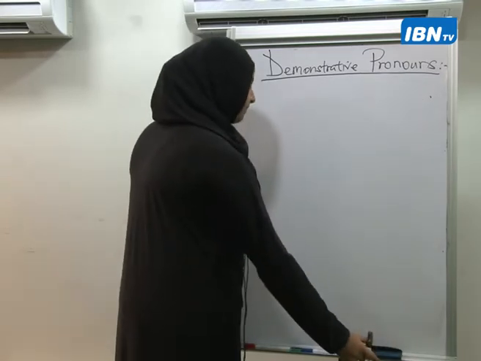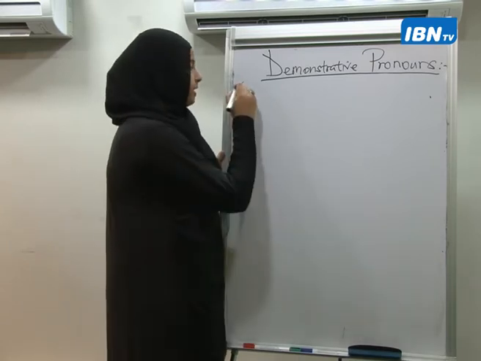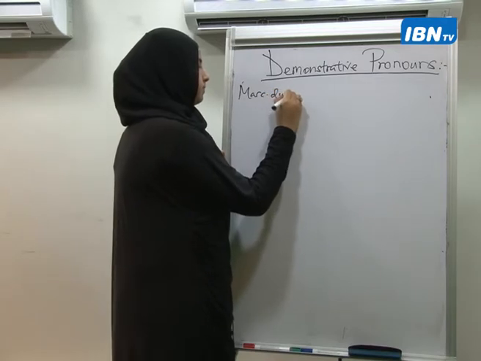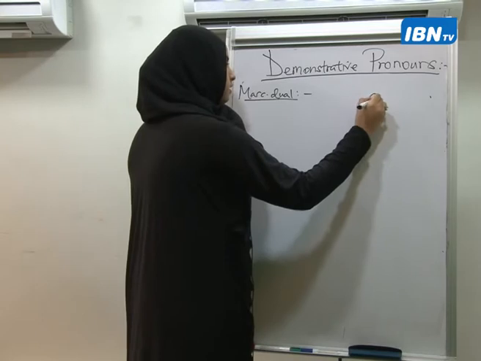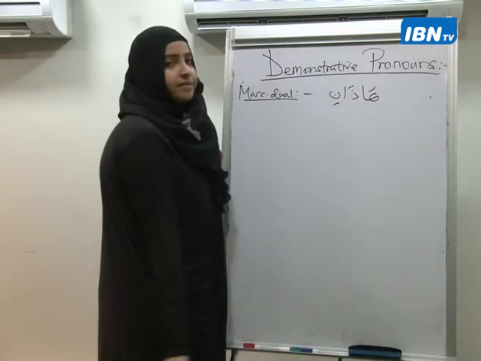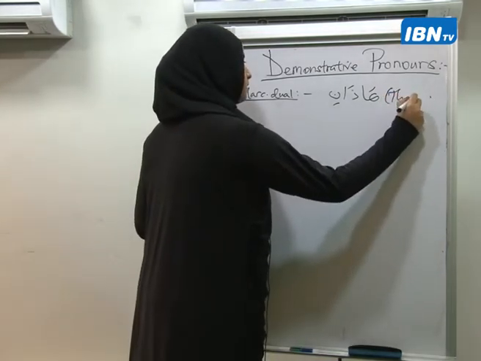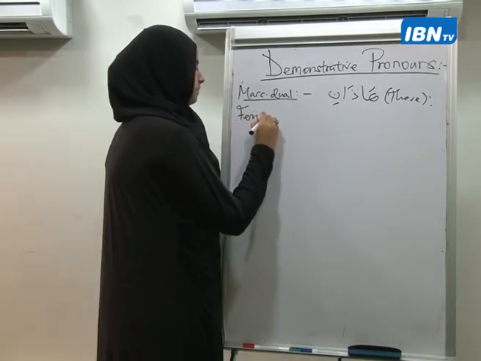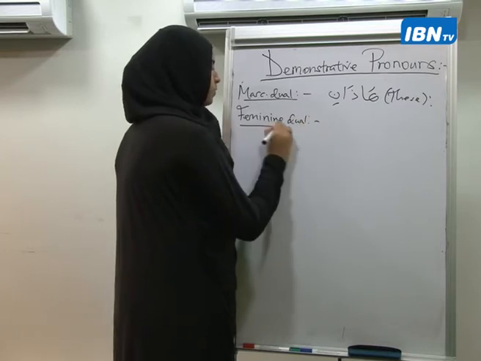So for the feminine dual, we are going to have a different demonstrative pronoun. For masculine dual, we said you use هذان, right? Now for the feminine dual, it will be different. هذان, these. For feminine dual, it will be different. Right, so what are we going to use for a feminine dual?